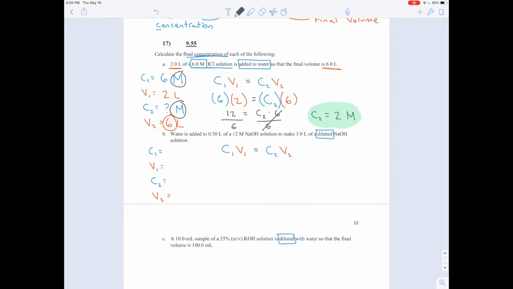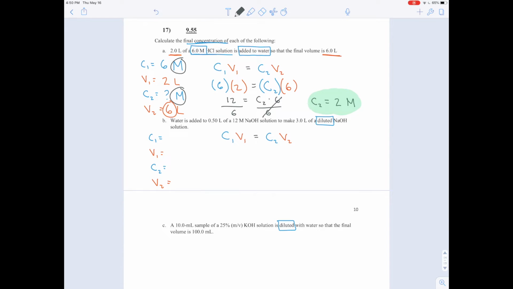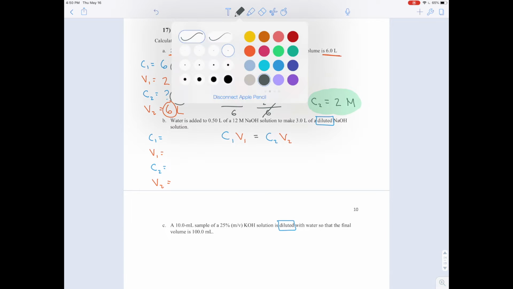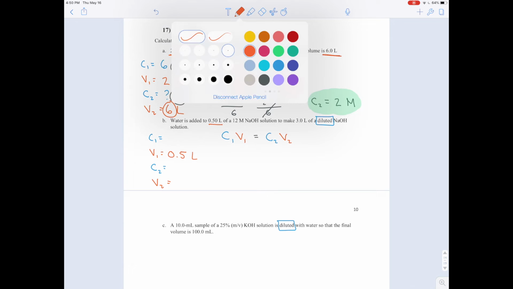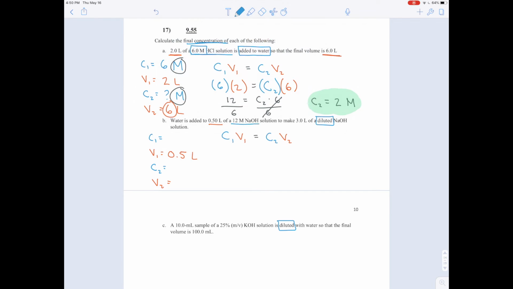Okay, so now I'm ready to read through the problem rigorously. Every time I come across a number, I'm going to try to organize it according to this scheme. So it says water is added to 0.5 liters. Okay, that's the first volume that they're giving me, 0.5 liters, of a 12 molar sodium hydroxide solution. 12 molar is the first concentration that they're giving me, to make 3 liters, that's the second volume they're giving me, of a diluted NaOH solution.